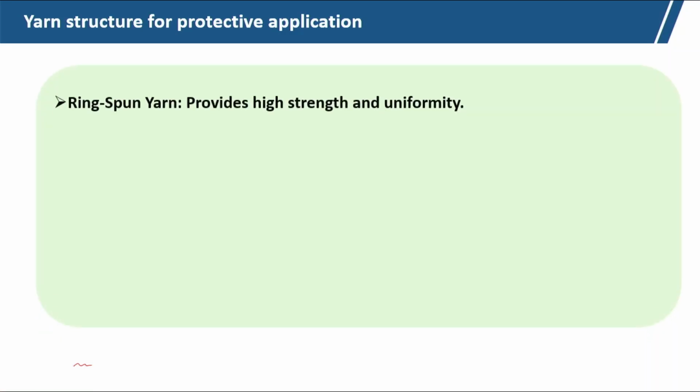Obviously, ring spun yarn is used widely in protective textiles. It provides high strength and uniformity, due to its uniformity and its perfectly helical structure; it provides strength as compared to other staple fiber yarn. So, ring spun yarn is basically the staple fiber to yarn formation.